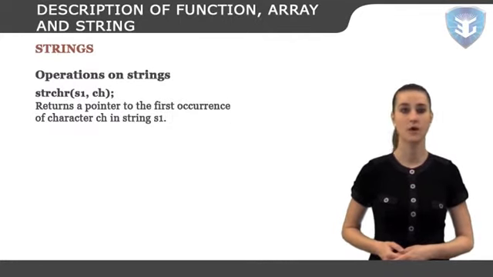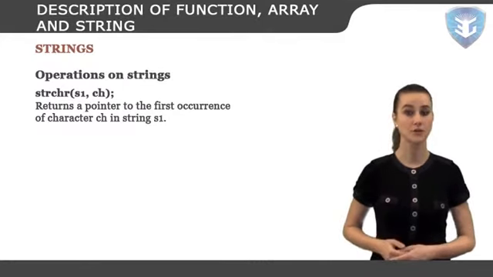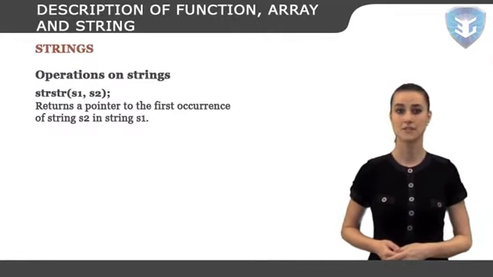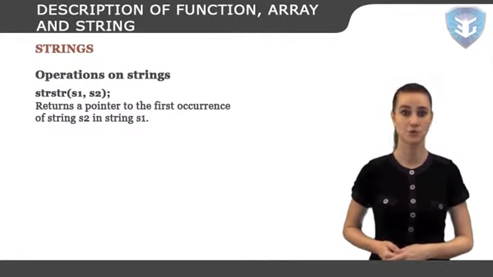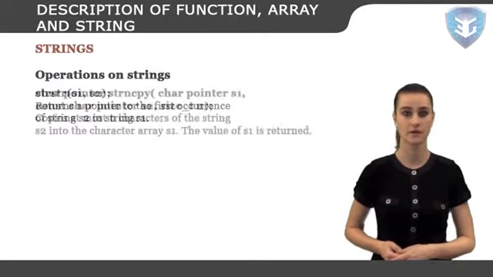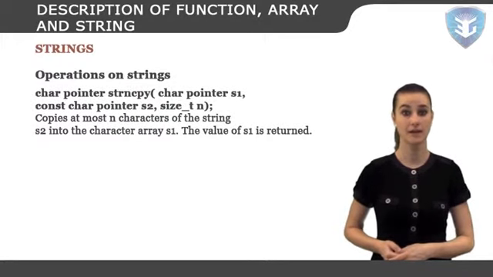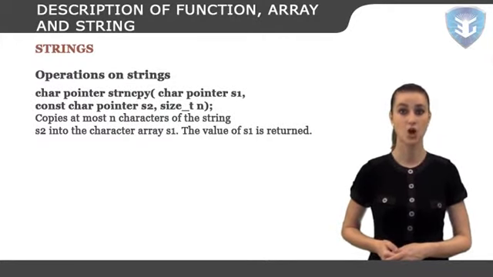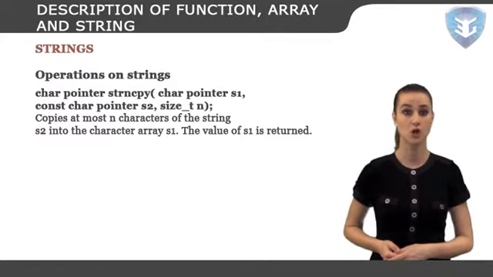strchr(s1, ch) returns a pointer to the first occurrence of character ch in string s1. strstr(s1, s2) returns a pointer to the first occurrence of string s2 in string s1. char pointer strncpy(char pointer s1, const char pointer s2, size_t n) copies at most n characters of the string s2 into the character array s1. The value of s1 is returned.